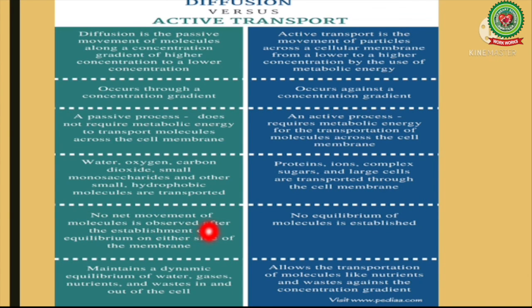No net movement of molecule is observed after the establishment of equilibrium on either side of the membrane. No equilibrium of molecule is established. Diffusion maintains a dynamic equilibrium of water, gases, nutrients and waste in and out of the cell. Active transport allows the transportation of molecules like nutrients and waste against the concentration gradient.